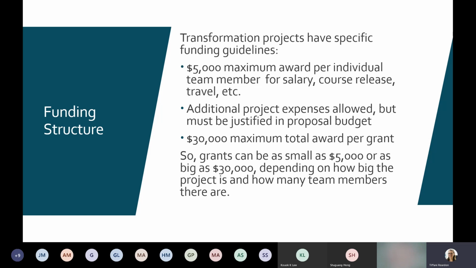So instead of awarding based on how many students are impacted, we're now changing it to be based on the number of people involved on the project. So it's now going to be 5,000 maximum per individual team member, and that maximum is for the salary, the course release, travel, whatever that person is using it for. Their maximum for their individual piece is 5,000.